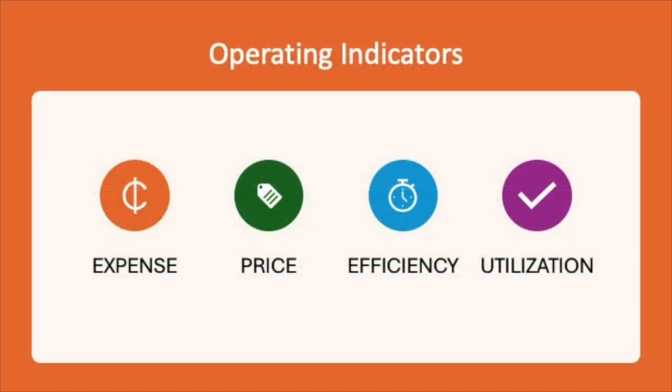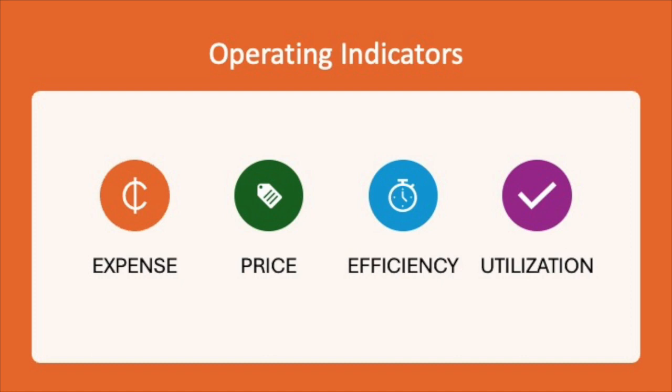Now let's talk about operating indicators. These indicators complement financial ratios by providing insights into the operational aspects of your healthcare organization. They relate financial data to operational data, such as output produced and resources used. There are four main types of operating indicators: expense, price, efficiency, and utilization indicators.